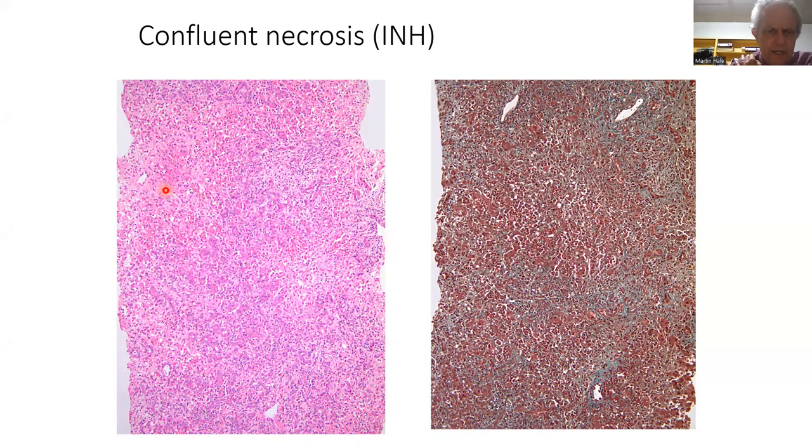This is zone one, or this is a portal tract, and what you've got in zone one, the cellular proliferation that's taking place, is in fact bile ductular reaction. And I mentioned that on the previous slide. What happens is that the stem cells are present in the biliary epithelium. So whenever you get liver injury, you always get bile ductular proliferation.